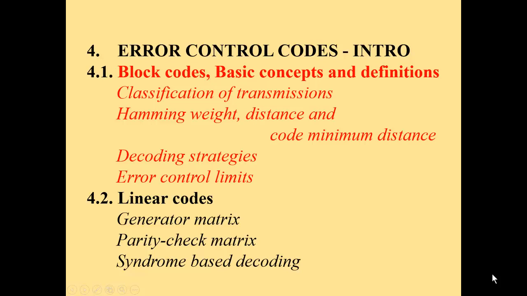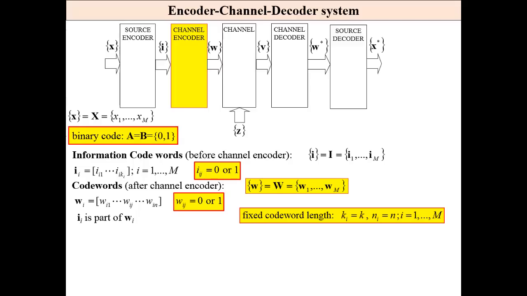Error control codes, block codes, basic concepts and definitions. Let me repeat the encoder, channel, decoder system, starting from the channel encoder. We assume that we are dealing with a binary code, a fixed length binary code. So the source encoder produces an information word, and then the channel encoder produces a code word.